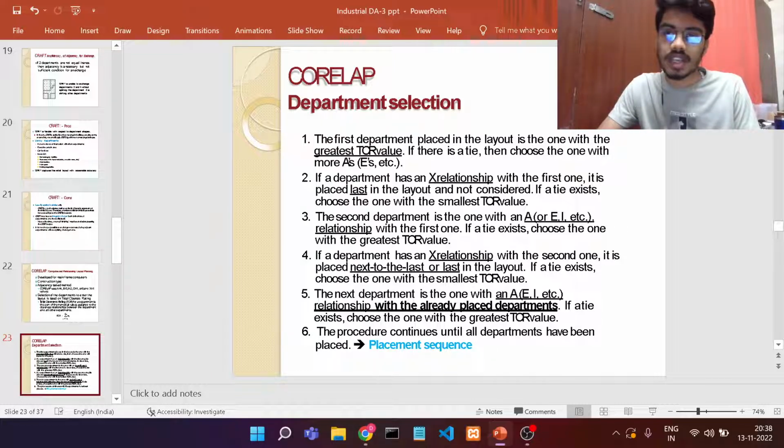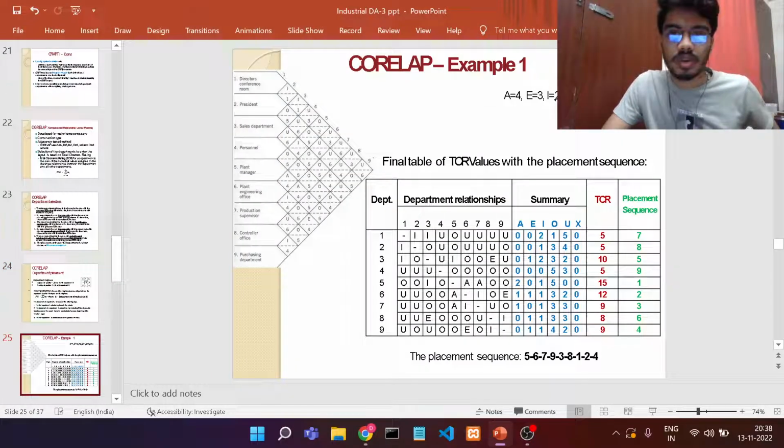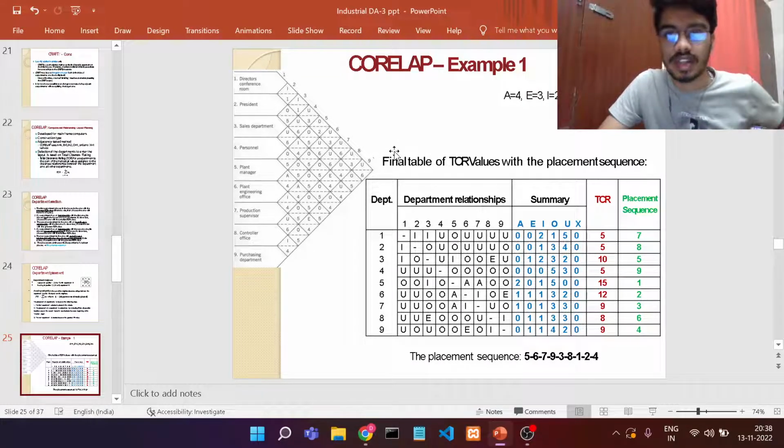So first priority is A, so you will calculate which department has the highest value of A, so that will be your first priority, and you have to sum up all the E and A values to determine which is your first priority. So we will now take the example. So here is example 1. Okay, so it is only one example.